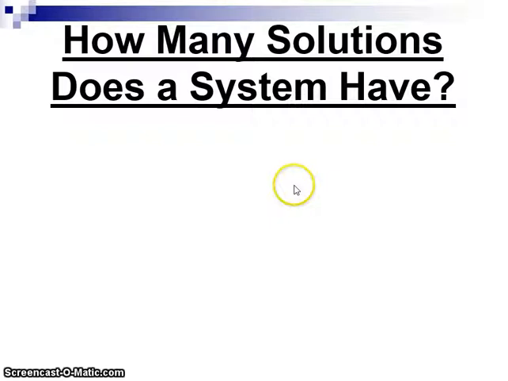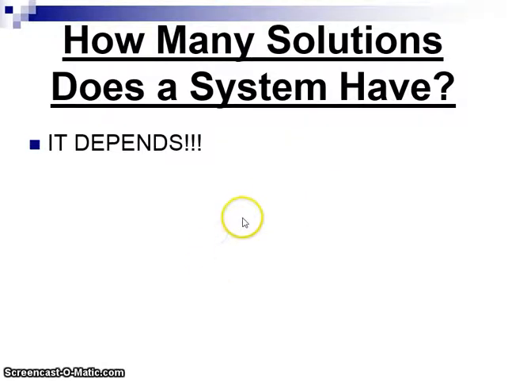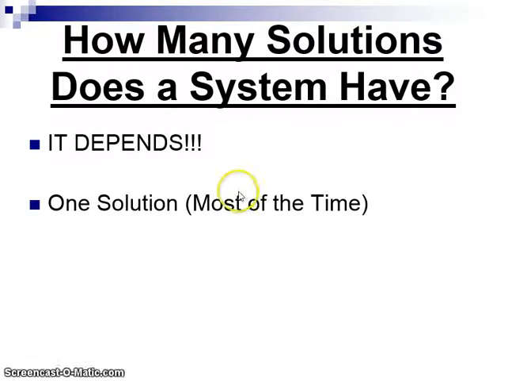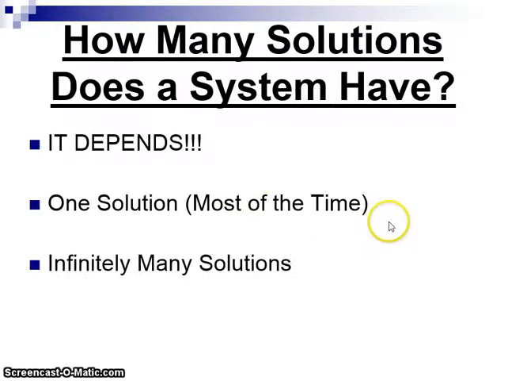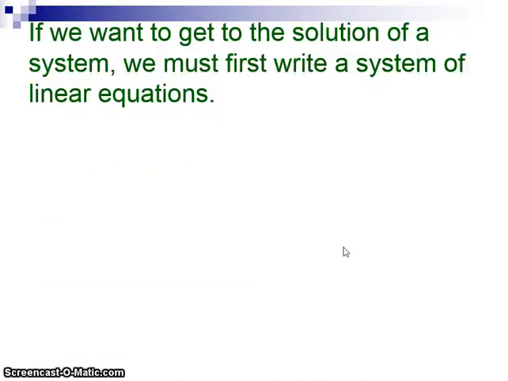So if someone asks you, how many solutions does a system have, you would have to say, well, it depends. Sometimes there's one solution, which happens most of the time. Sometimes there's infinitely many solutions. You can pick from any of the ordered pairs on the line. And sometimes there's no solution. There's no ordered pair that could ever make both of them true.